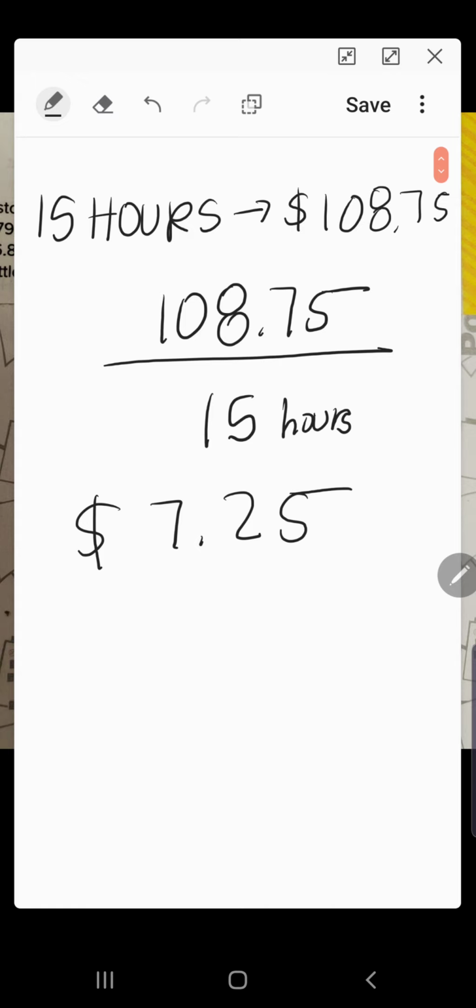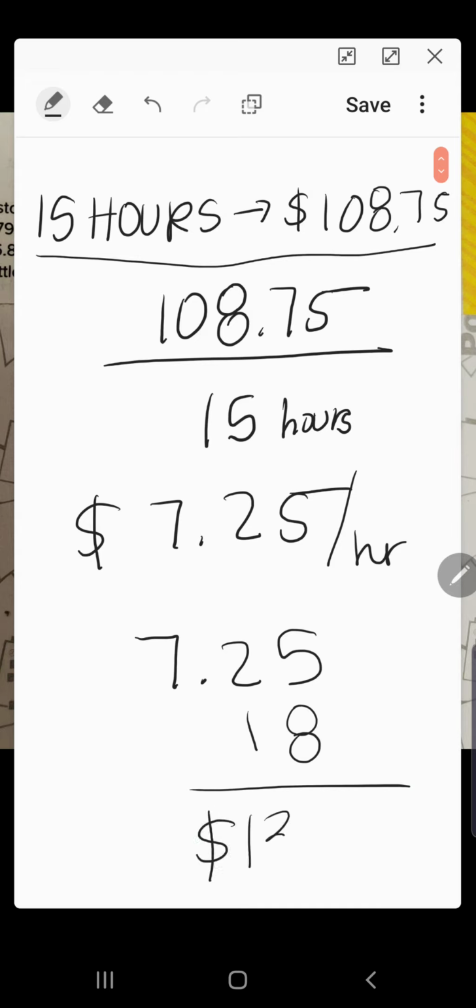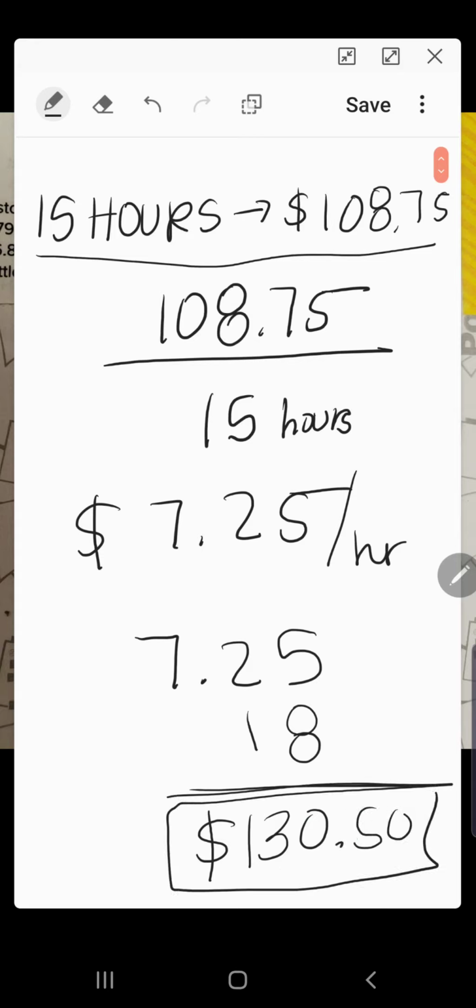And so now they want us to find, well, how much money will she make after working 18 hours? We know how much money she made when she worked 15 hours. So how much money will she make if she worked 18 hours? And all we have to do then is multiply 7.25 by 18. And when we do that, again, I won't go through the steps on here. Your answer is $130.50. So she makes $130.50 after working 18 hours, making $7.25 per hour.